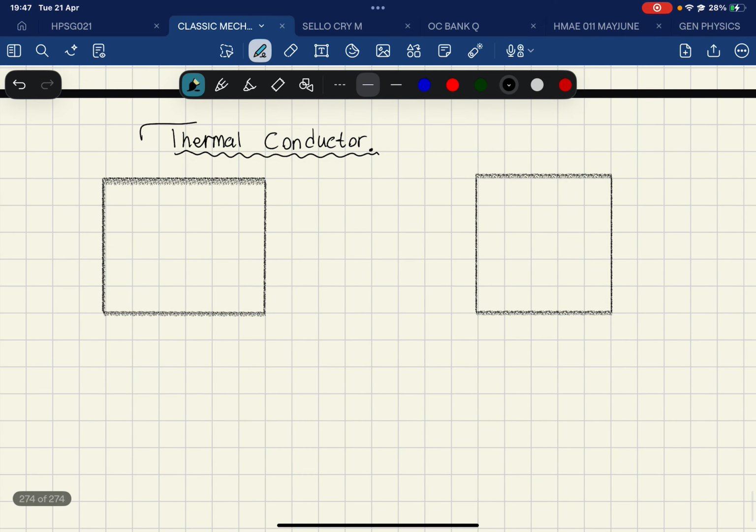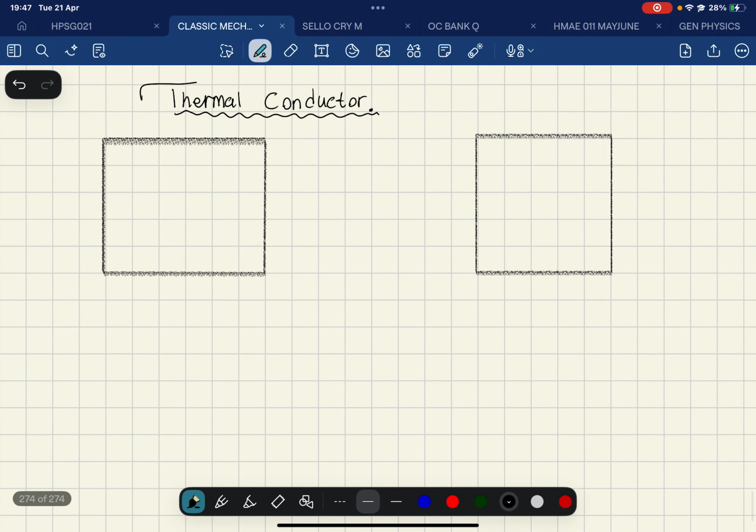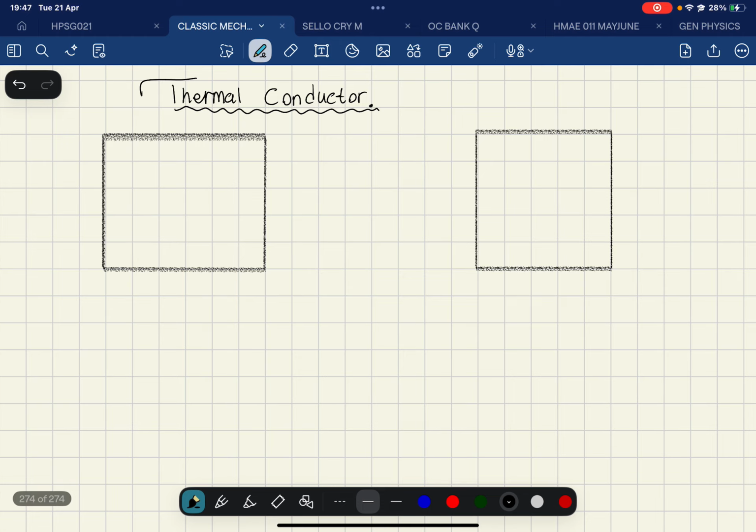So in today's lesson, we're going to be talking about thermal conductors. When we're talking about thermal conductors, we're talking about heat transfer. We have three ways in which we transfer heat. The first one is conduction. We transfer heat by conduction, and also by radiation. Heat is transferred by radiation, and also by convection. So those are the three ways in which heat is transferred.